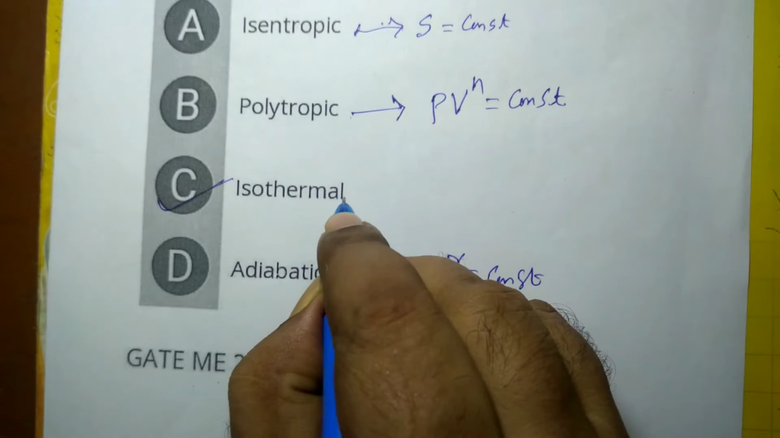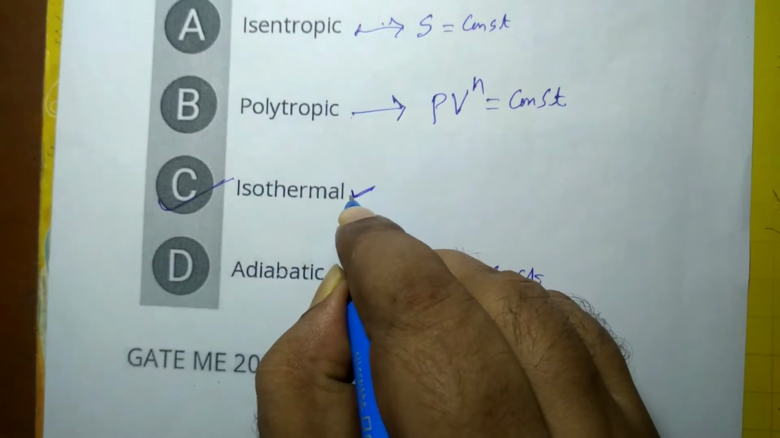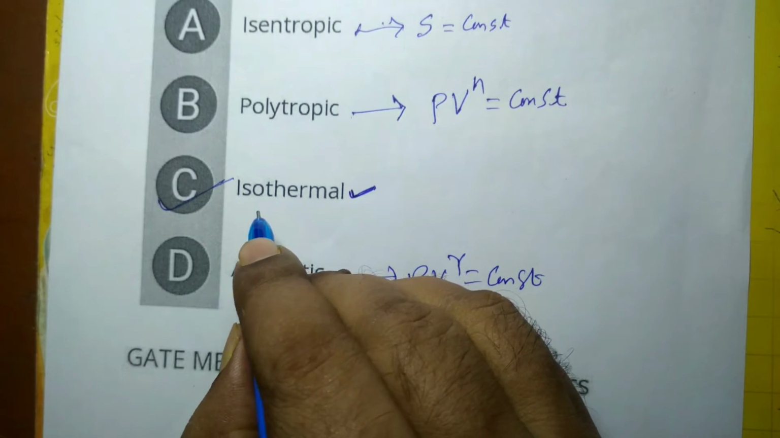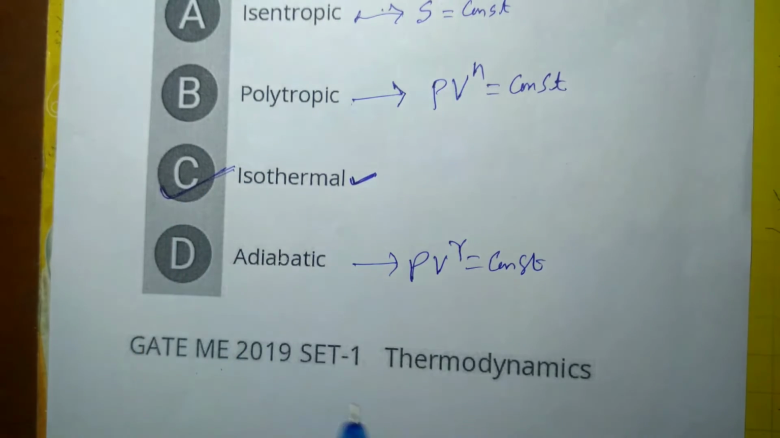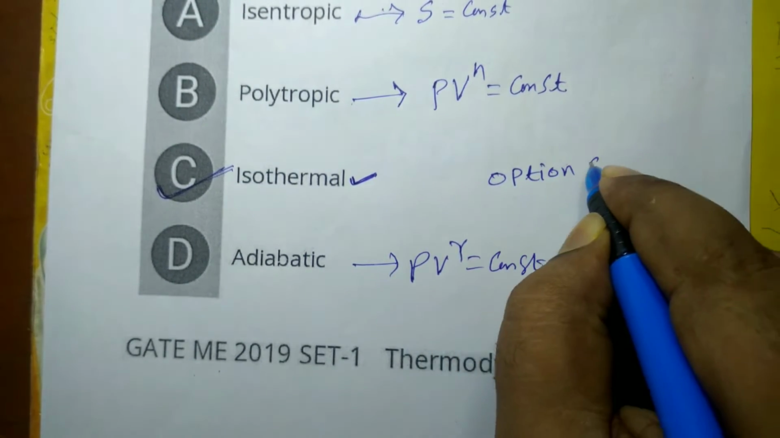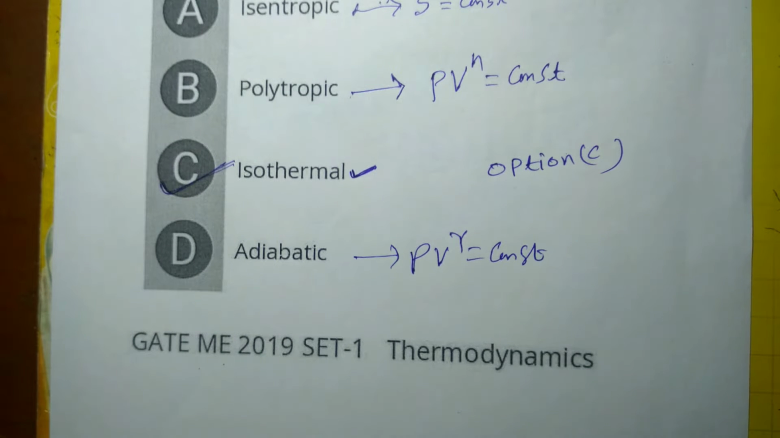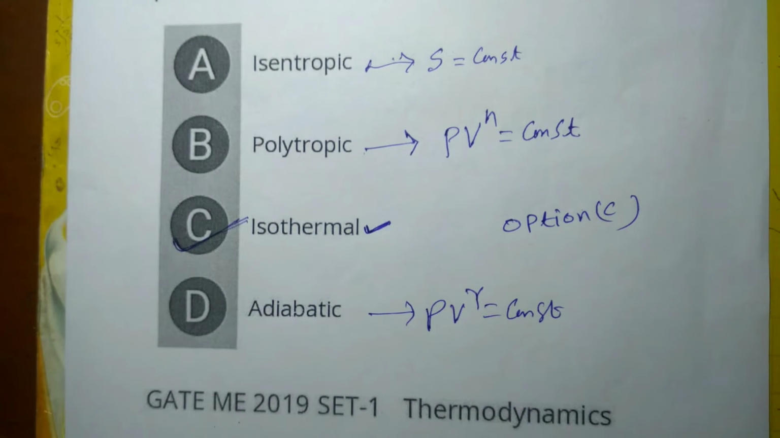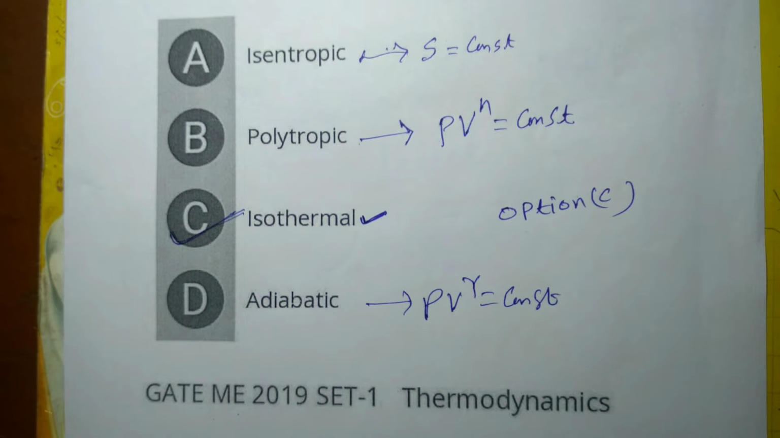सो आउट ऑफ द 4 ऑप्शंस आइसोथर्मल प्रोसेस इज द ओनली प्रोसेस ड्यूरिंग व्हिच द टेम्परेचर रिमेन्स कांस्टेंट। सो आवर करेक्ट आंसर विल बी ऑप्शन सी, ऑप्शन सी, आइसोथर्मल प्रोसेस। क्योंकि आइसोथर्मल प्रोसेस इज द प्रोसेस in which if a perfect gas undergoes an isothermal process, its temperature will remain constant.